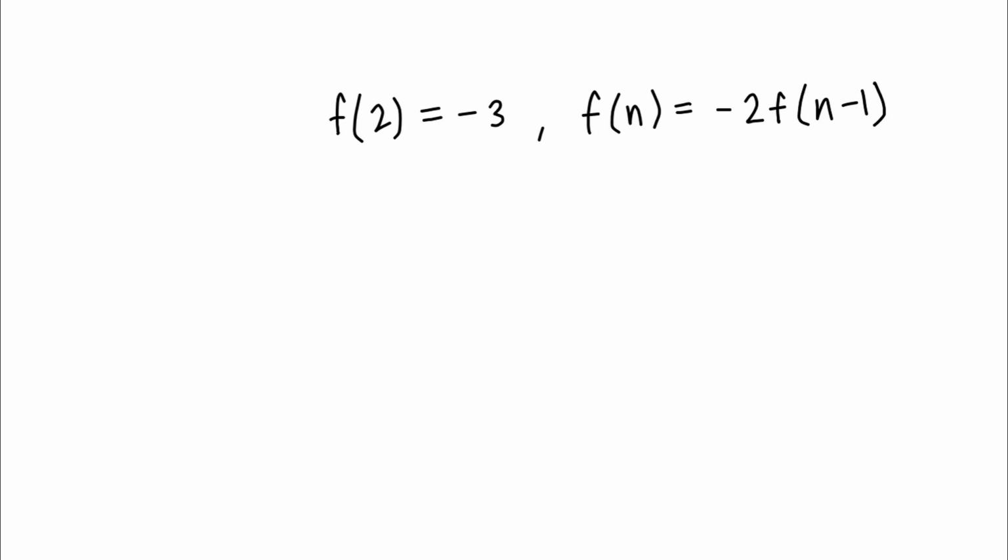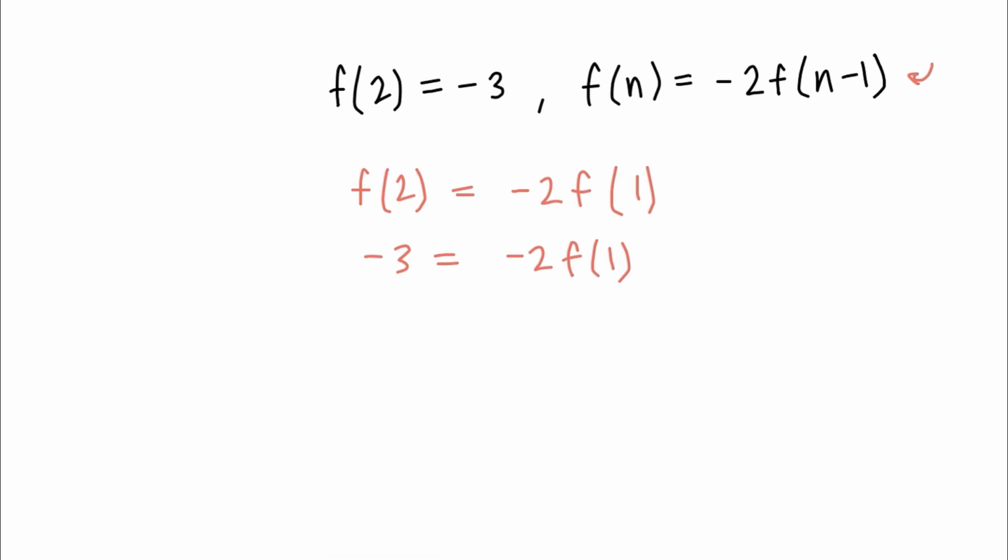Okay, so let's look at part A. We're given that f(2) = -3, but using our equation here, we can get f(2) = -2 times f(2 - 1), which is f(1). Okay, so we have -3 = -2 f(1). We'll divide both sides by -2, so we have 3/2 = f(1).